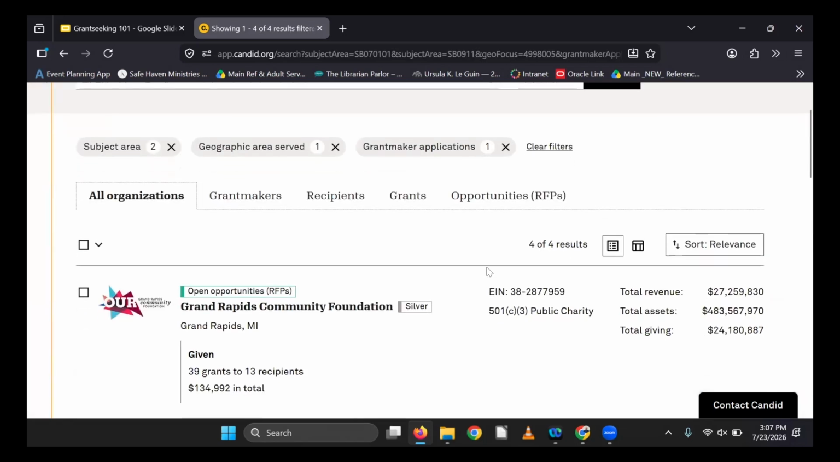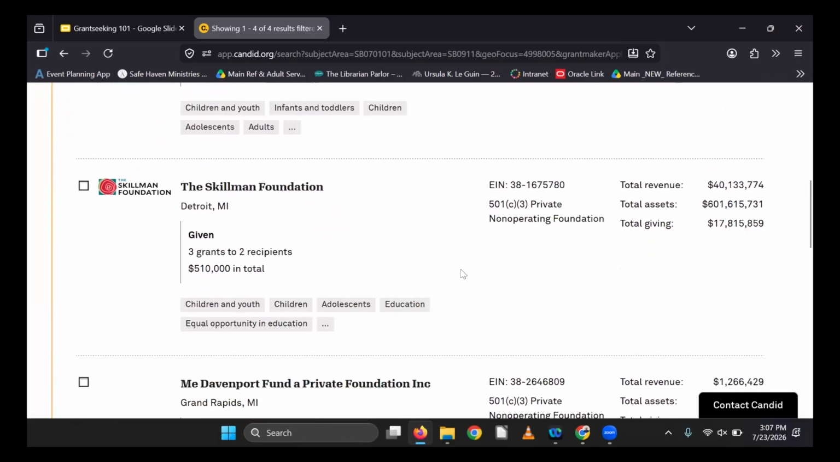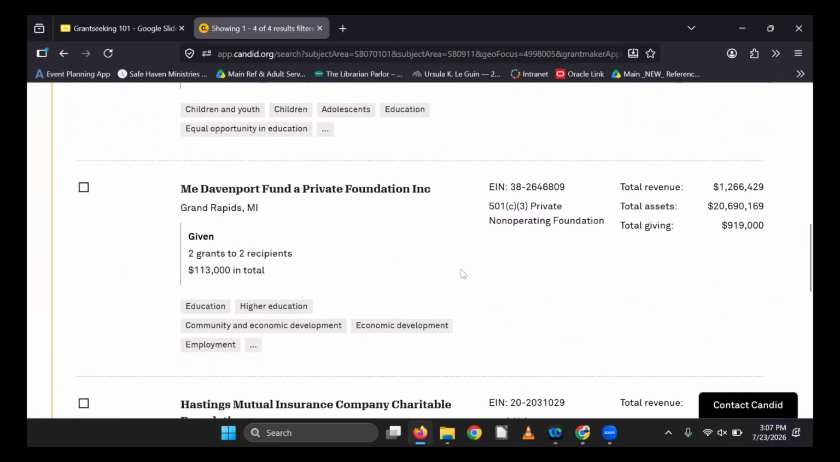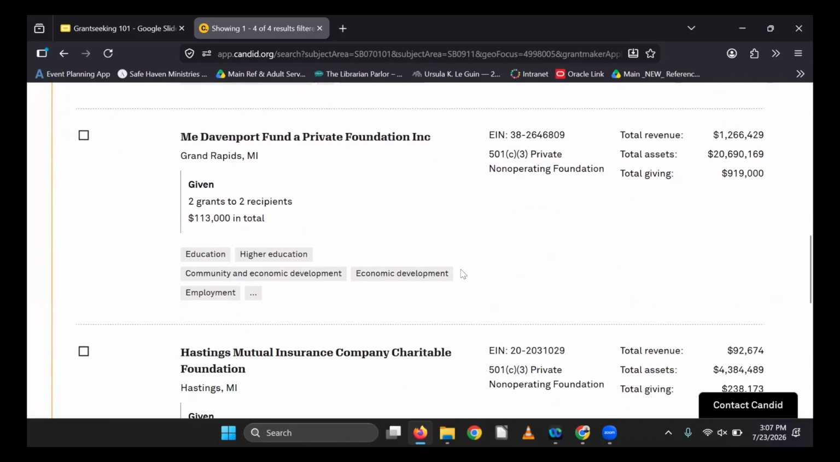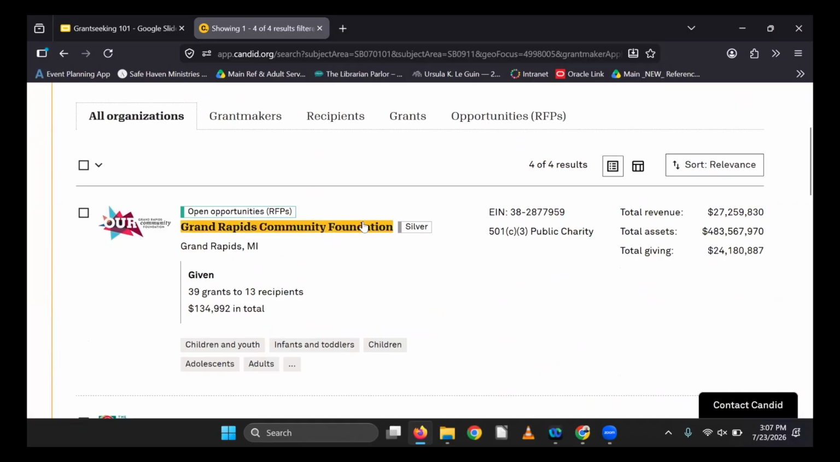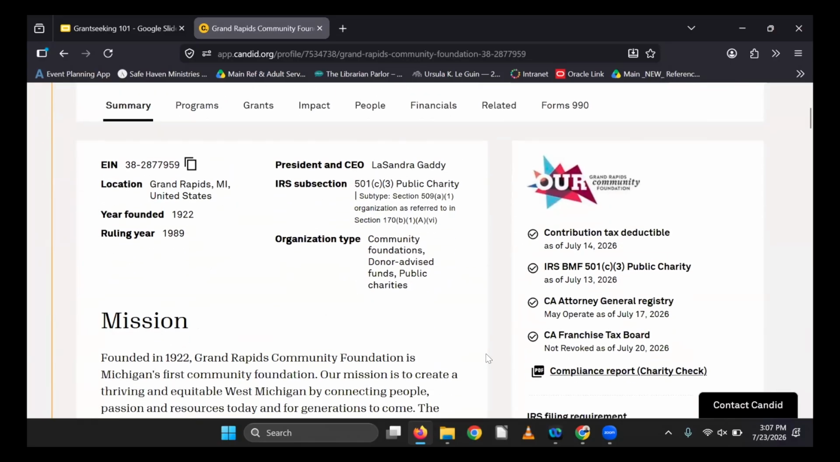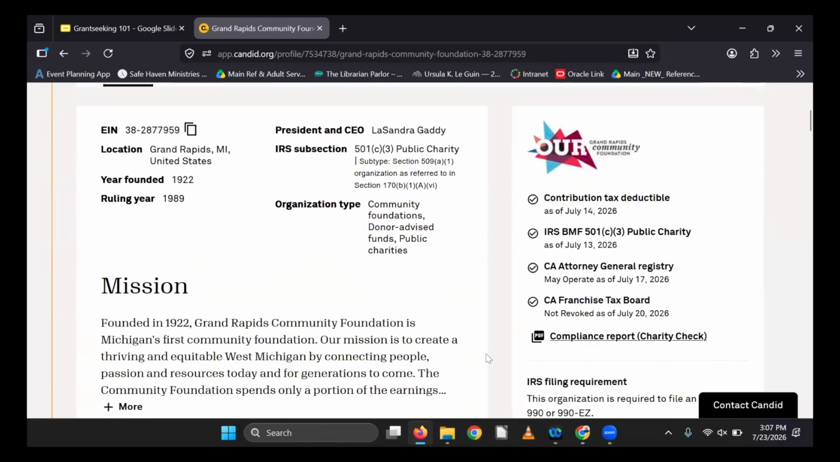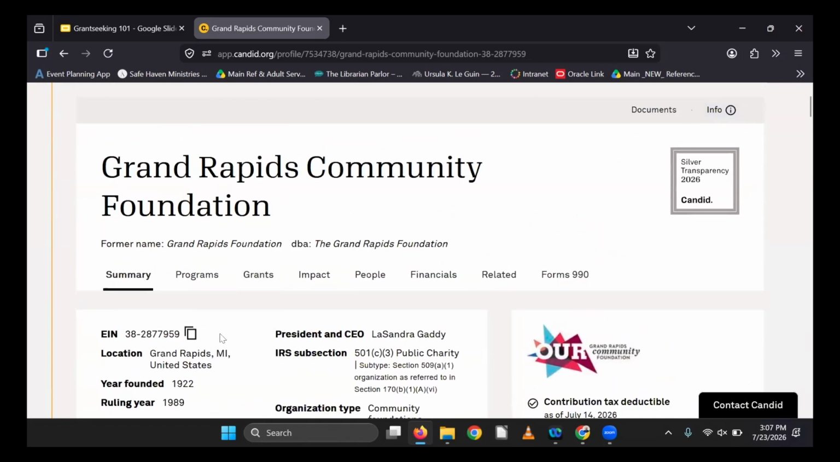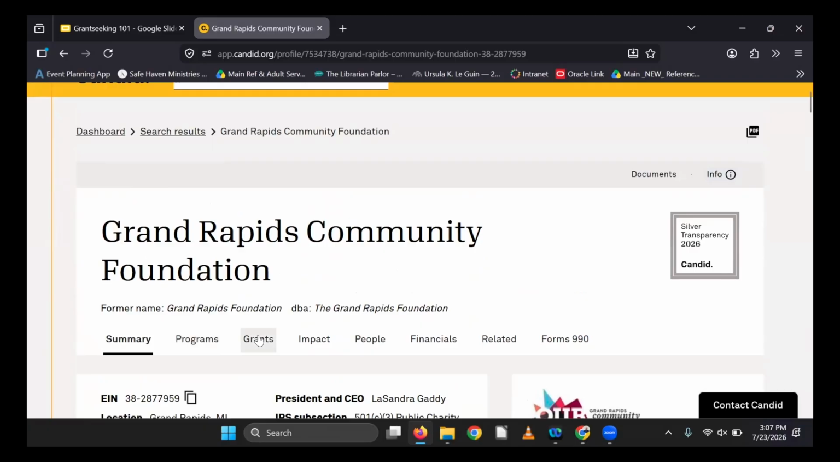And so now I can apply these filters and I can see all of the organizations that operate in Kent County and fall under those subjects. So right now we've got Skillman Foundation, the Davenport Fund, the Hastings Mutual Insurance, and the Grand Rapids Community Foundation. And so we can delve into that and see there is a bunch of information about the Grand Rapids Community Foundation that we can find here. In addition to their own documents, their mission, background, and things of that nature, we can also see where they have given grants in these areas, right?